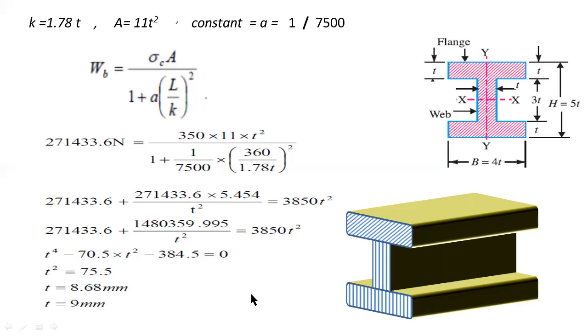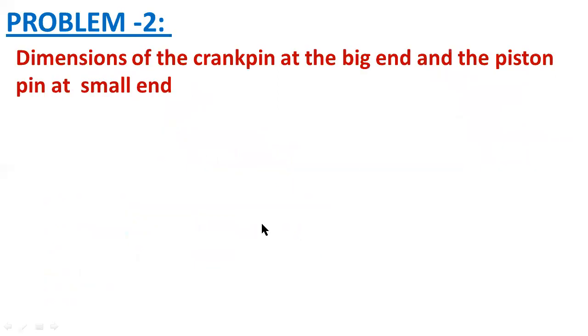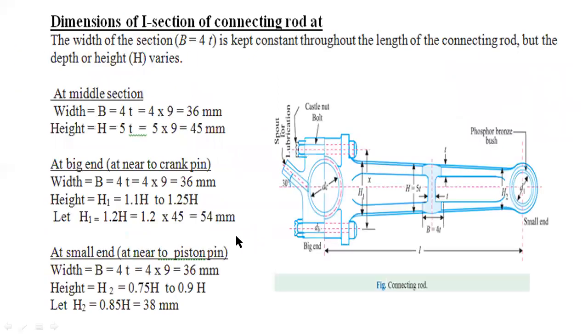After getting the value of thickness t, you have to substitute that value in these formulas. This is the actual shape of the connecting rod. This is the big end, this is the small end. The small end of the connecting rod is connected to the piston, and the big end of the connecting rod is connected to the crank shaft. Okay, crank pin.